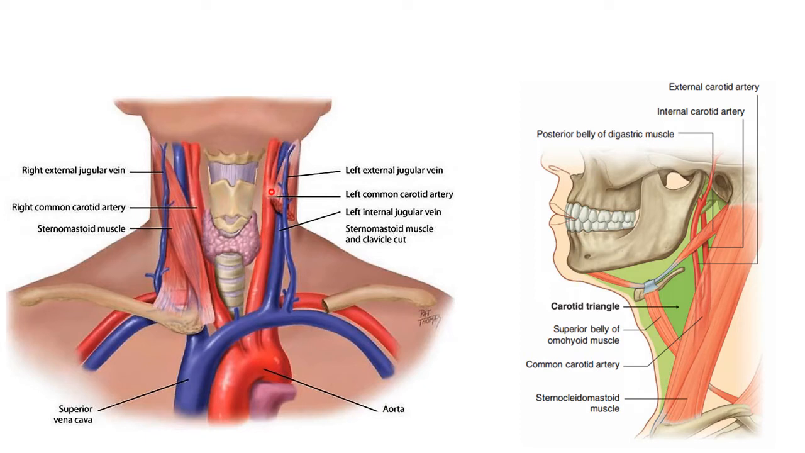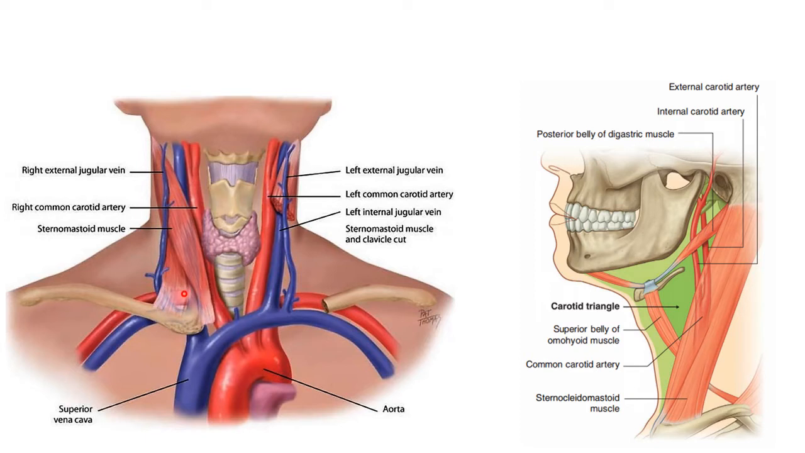First we will start from the common carotid artery. This is the left common carotid artery and this is the right common carotid artery. The origin of these two arteries is different. The right common carotid artery arises from the brachiocephalic trunk. This is the brachiocephalic trunk which arises from the arch of the aorta in the thorax and it passes upward.